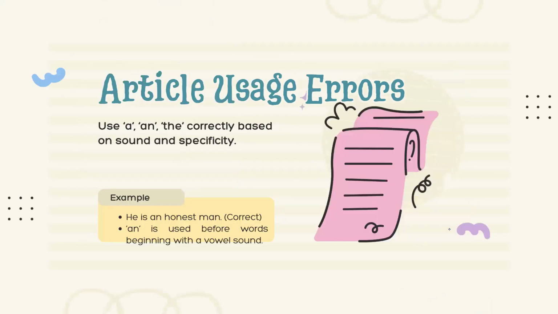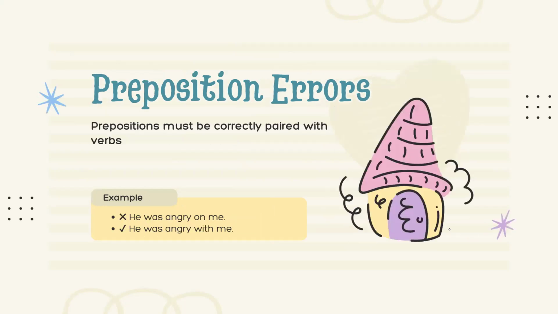Article usage errors. Articles like a, an, and the define nouns. They must be used very carefully. For example, "an honest man" is correct because the word honest begins with a vowel sound, which is aw. Articles clarify whether you are talking about something specific or in general.